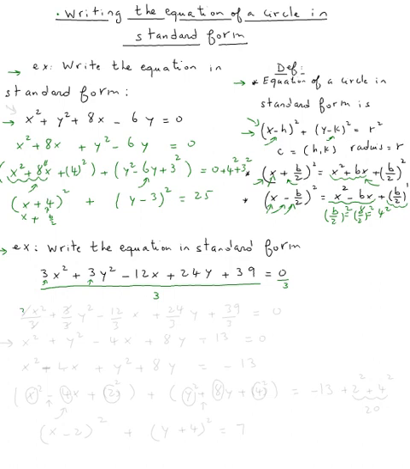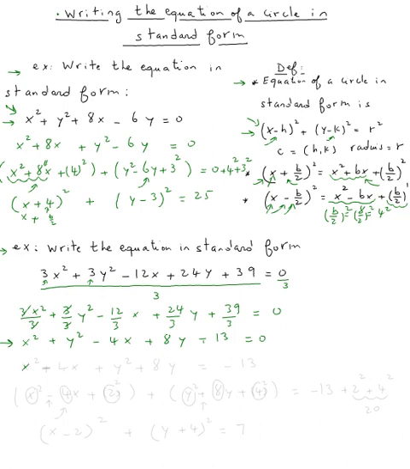If you divide the left side, you get 3x^2 over 3 plus 3y^2 over 3 minus 12x over 3 plus 24y over 3 plus 39 over 3. 0 divided by 3 is 0. Simplify these and you get x^2 + y^2 - 4x + 8y + 13 = 0. Now this equation looks exactly like the previous problem, so we'll do it the same way.